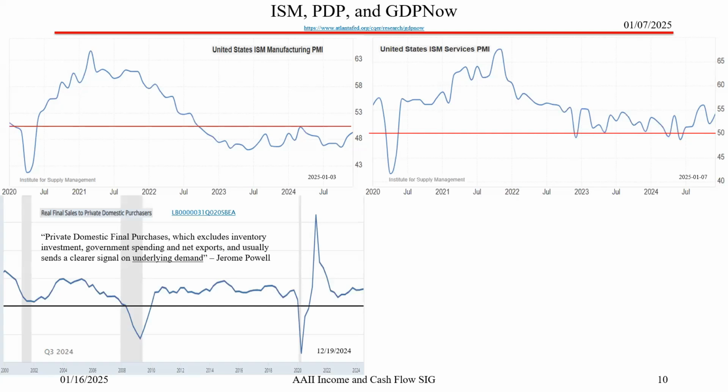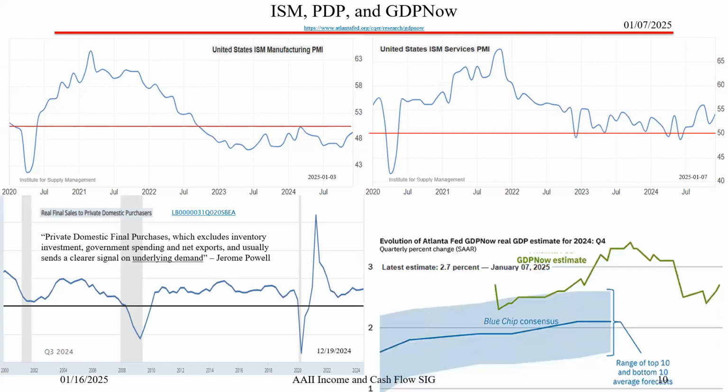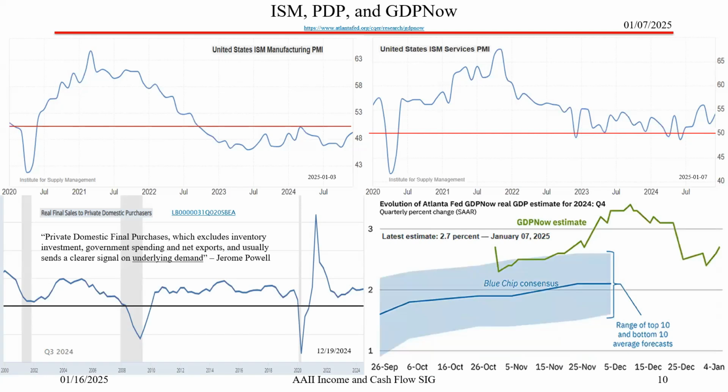This is a number that, again, Chairman Powell mentioned, and it looks normal, so there's no alarm here. Finally, the Atlanta Fed's GDP forecast is saying 2.7%. This is January 7, and I look at yesterday, it's still around 2.7. So growth, somebody equates GDP with growth, so we're a little bit on the growth side.